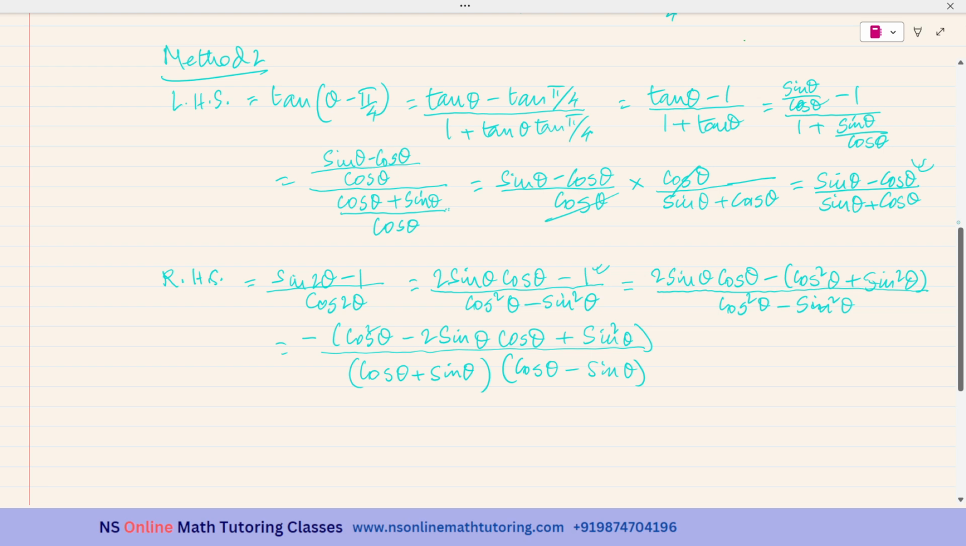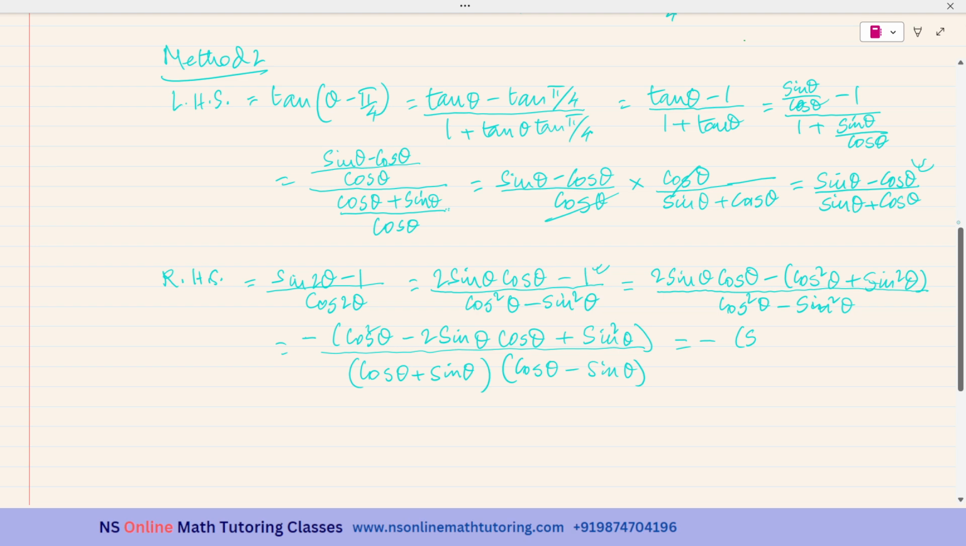Okay, so I can write, I am having a minus sign outside. Okay, so let me write this as minus, because I have to remove this minus sign. That is why I could have written this as cos theta minus sin theta. But in that case, the minus sign would have stayed.